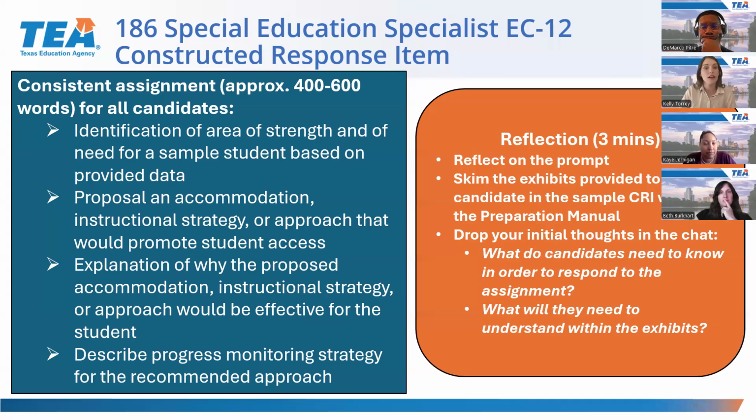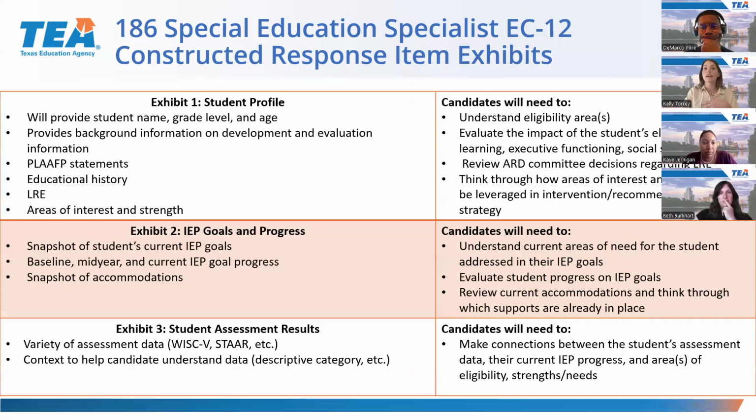100%. All right, so now we're going to take a look at those different exhibits and start to think about what candidates will see within the exhibits and what they're going to be able to do with that information. So some of this was named in the chat, but the candidates are provided 5 different exhibits. So exhibit 1 provides them with a student profile.